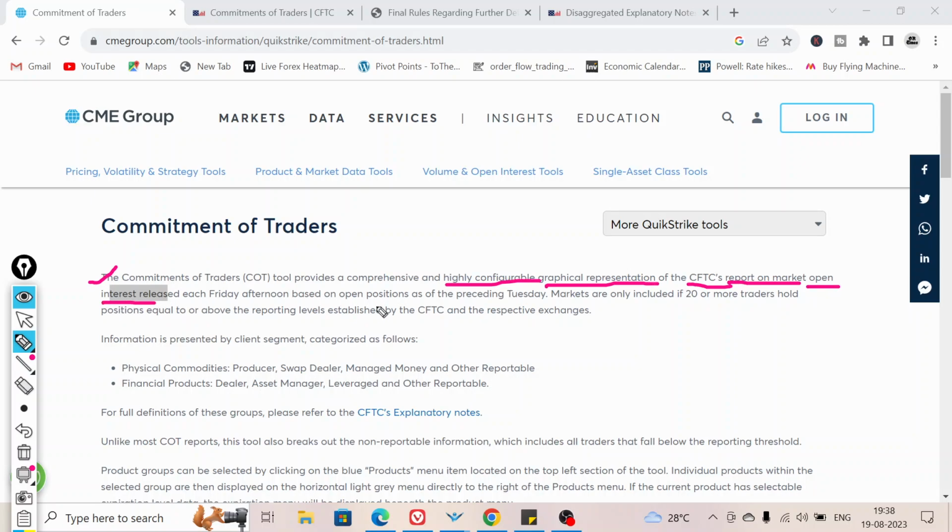Open interest basically is the data on which we can check the total number of open positions that are pending in the market, both long and short. So these are net open positions, both net long and short. You have to keep that in mind. With this report we can check the net open long and short positions. So this is the base part.